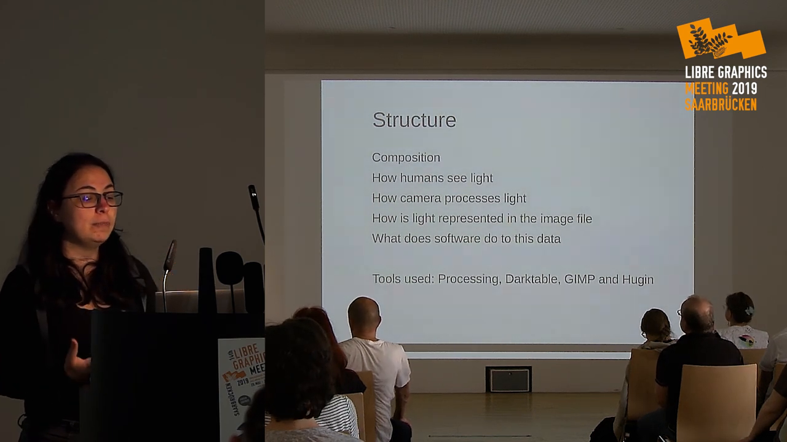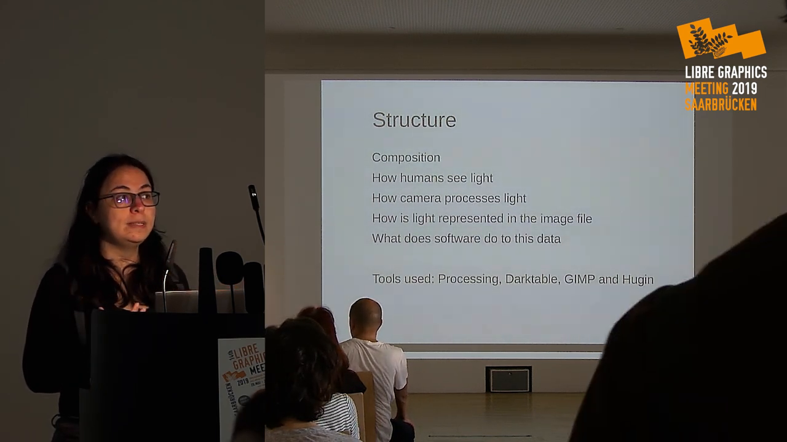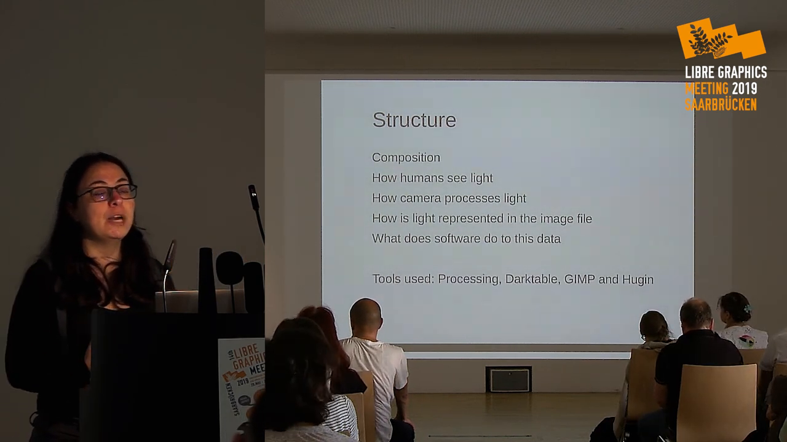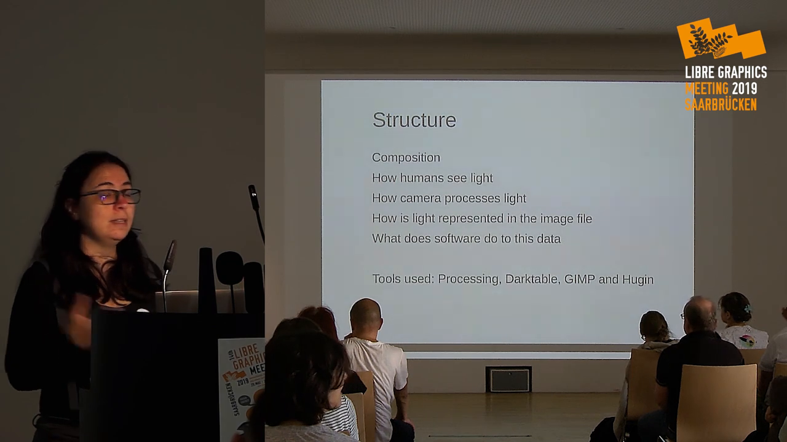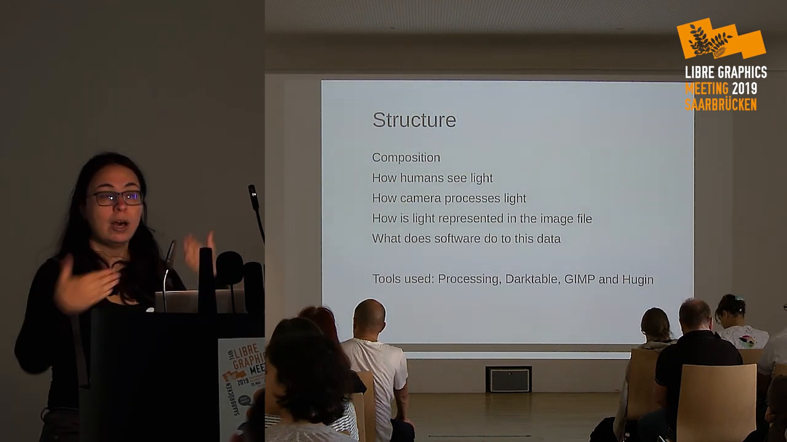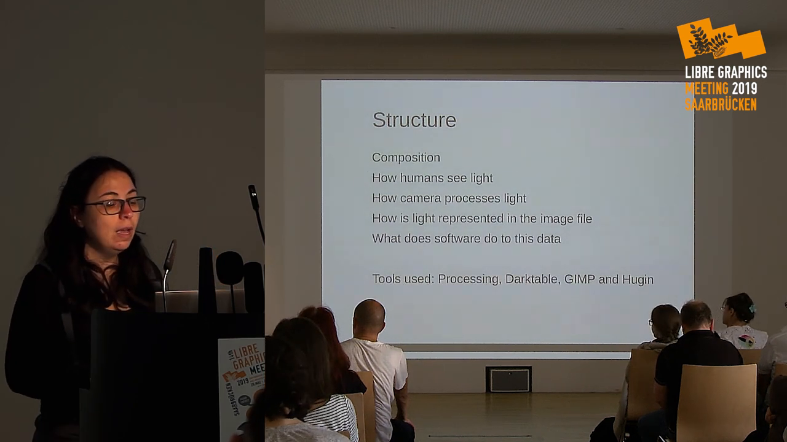So first we discussed how humans see the light, how we see the world, how our eyes work, things like that. We also discussed how the camera processes light. We discussed practical things like aperture and shutter speed, like how do you expose an image, how do you make sure that the image is well lit.